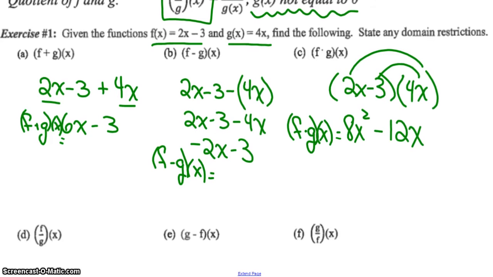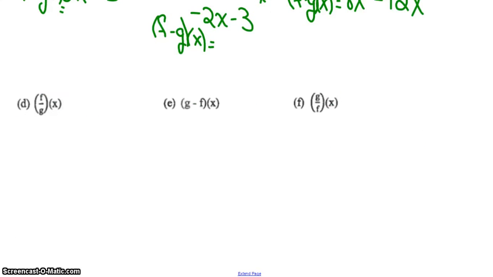We have now division. So my top function f is going to be 2x minus 3, and that's going to be over 4x. That does not simplify at all, but you would want to state to make sure that x cannot be 0, okay? So you would want to restrict the domain that x cannot equal 0.